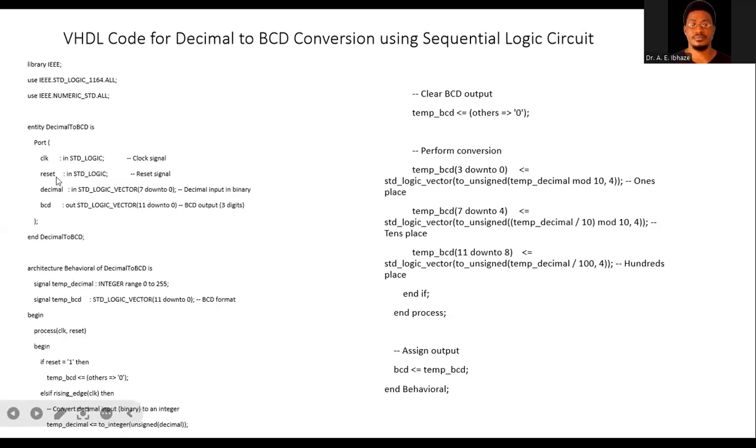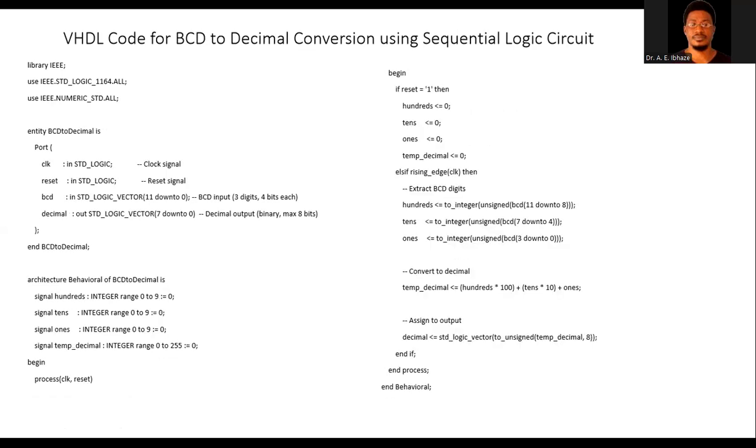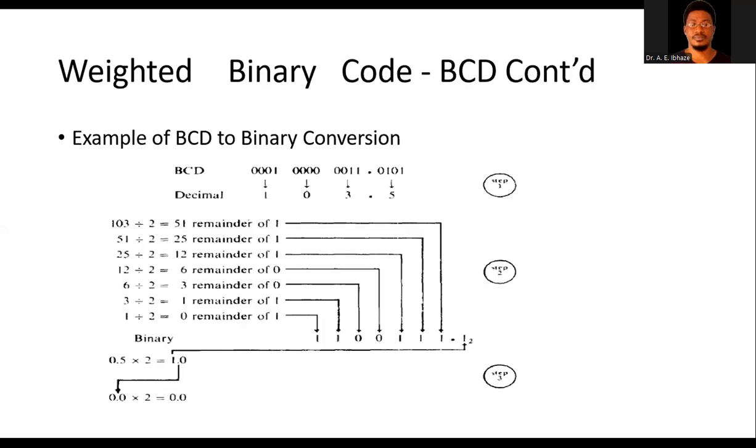In this case, we have a clock and a reset because you could implement this using flip-flops, but using the combinational logic, all we have is the input and the output, and we define our variables. The same here for the BCD to decimal implementation. And then we also have the BCD, binary coded decimal, to decimal. Then we could also work our way through for the decimal using the same approach.